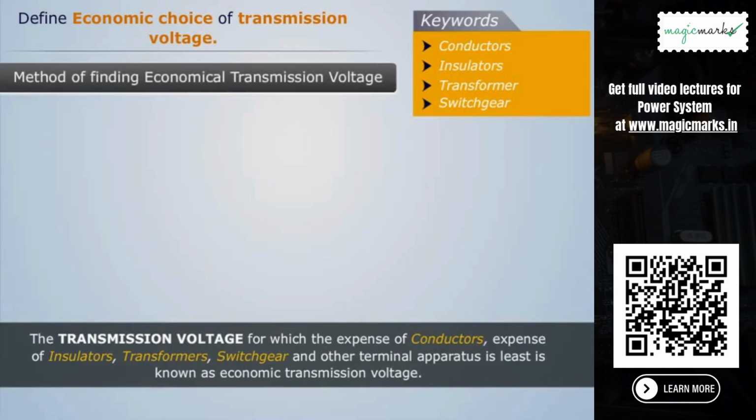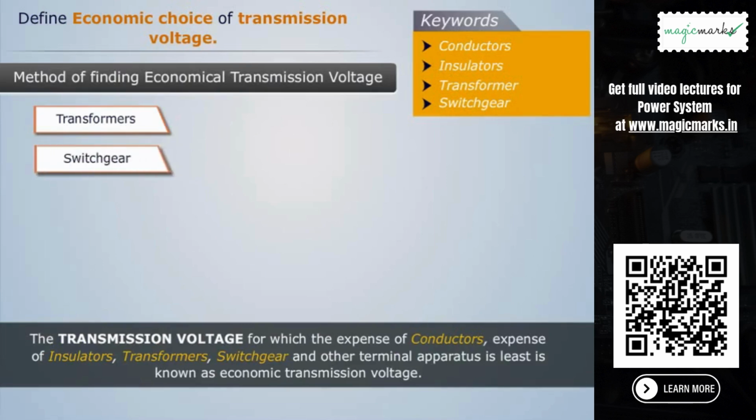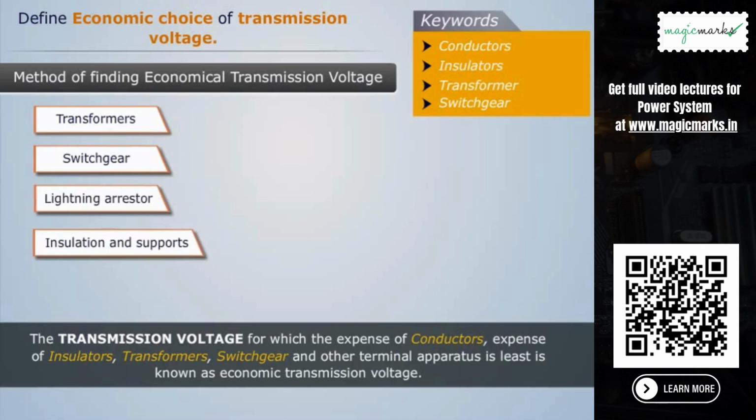Method of finding economical transmission voltage. Expense increases gradually with the increase in transmission voltage. Expense likewise increases with increase in transmission voltage. Expense increases quickly with the increase in transmission voltage. Expense increases rapidly with the increase in transmission voltage. Expense diminishes with the increase in transmission voltage.